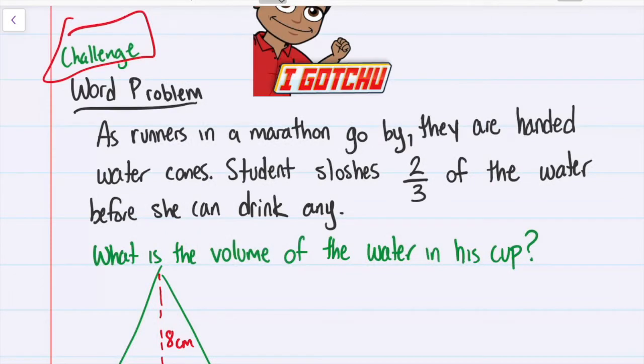For a word problem, we have runners in a marathon who are given water as they run past. In a marathon, remember, it's a 26-mile run, and it takes a long time. So we have volunteers passing out water in water cups. Well, these water cups sometimes come in the form of a little cone, right? An upside down cone.